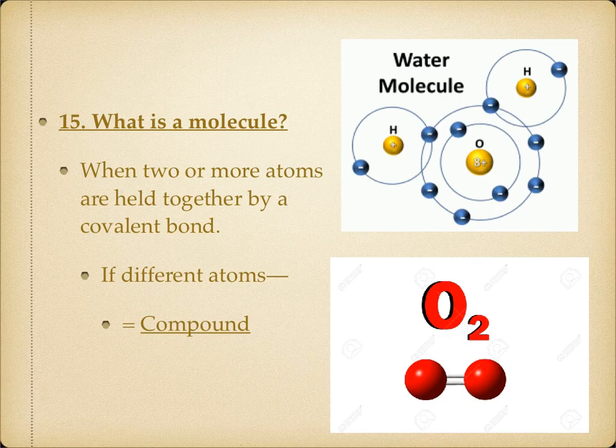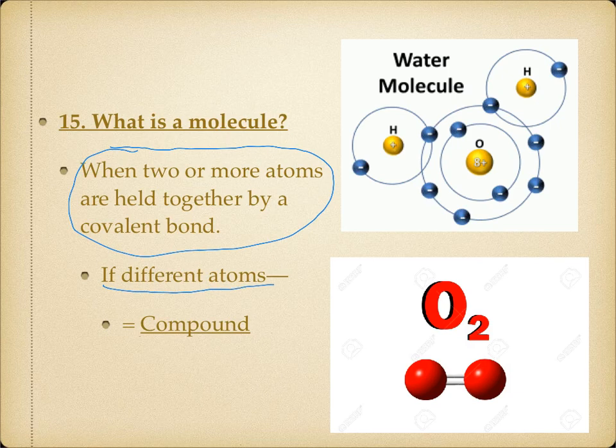And lastly, what is a molecule? A molecule is formed when 2 or more atoms are held together by a covalent bond. If the atoms are different, it will be a compound. If the atoms are the same, it would be a molecule. So a water molecule is held together by covalent bonds, and it's a compound. Oxygen gas is held together by covalent bonds, and it's a molecule because the atoms are of the same type.